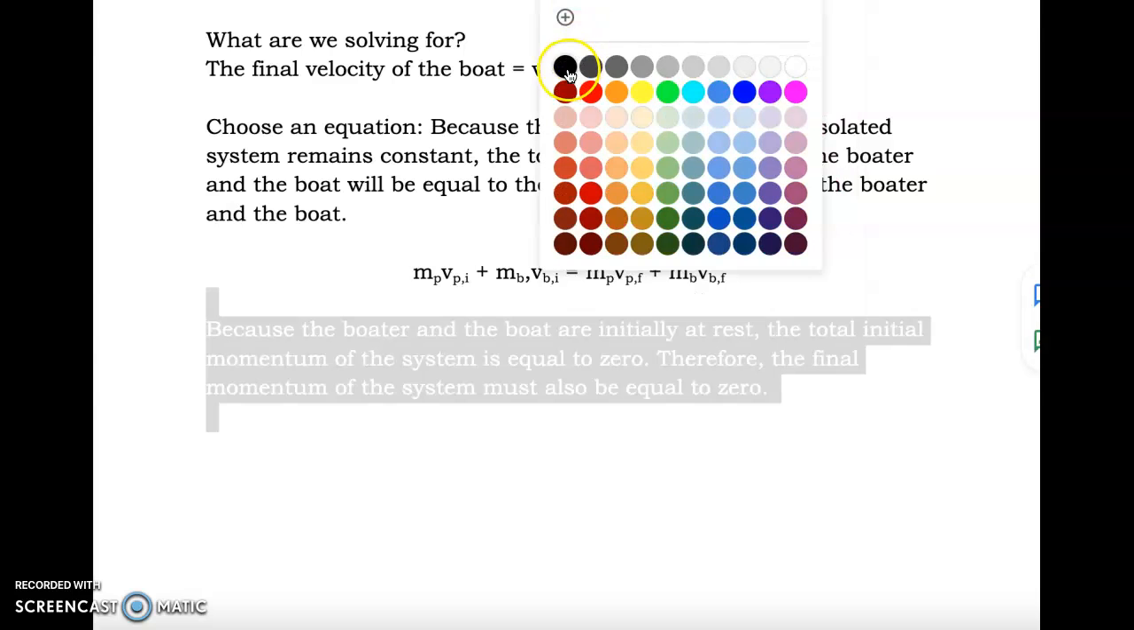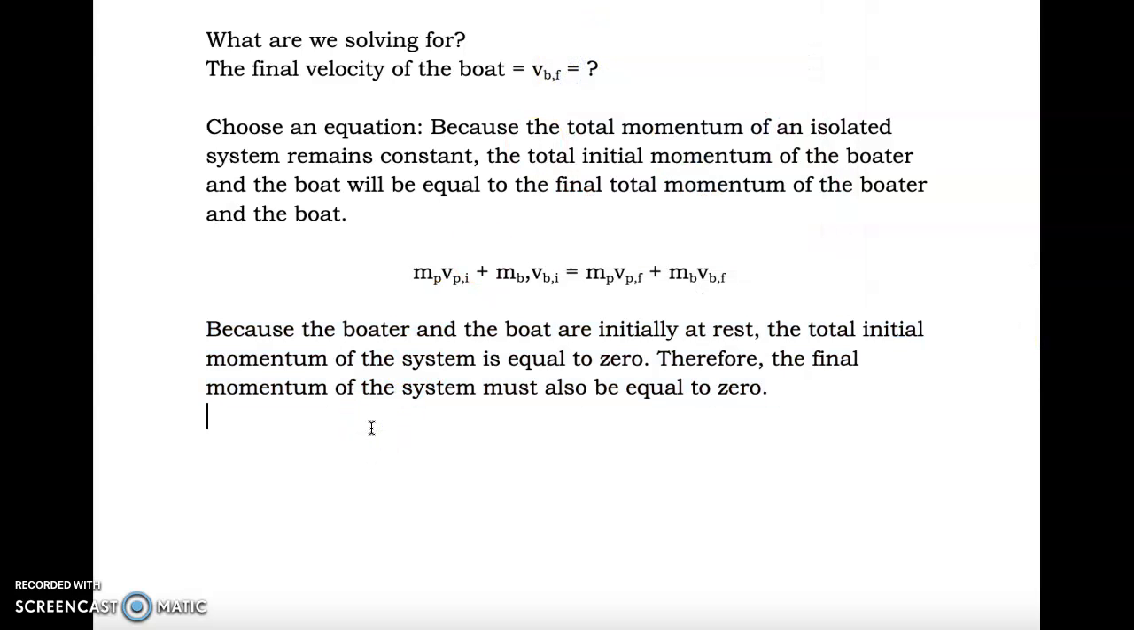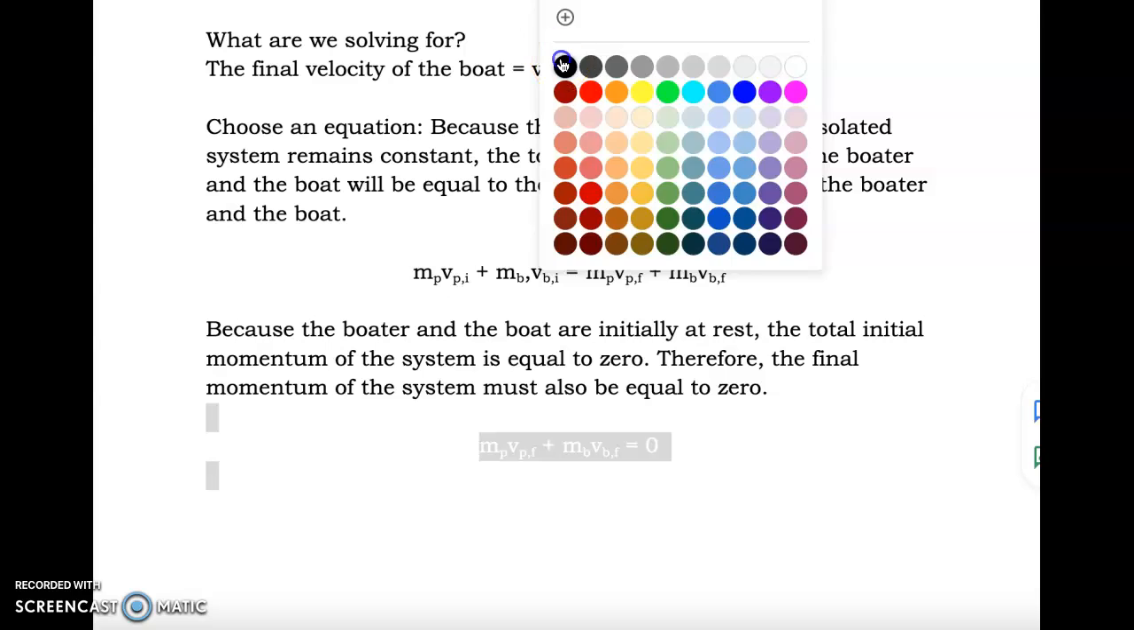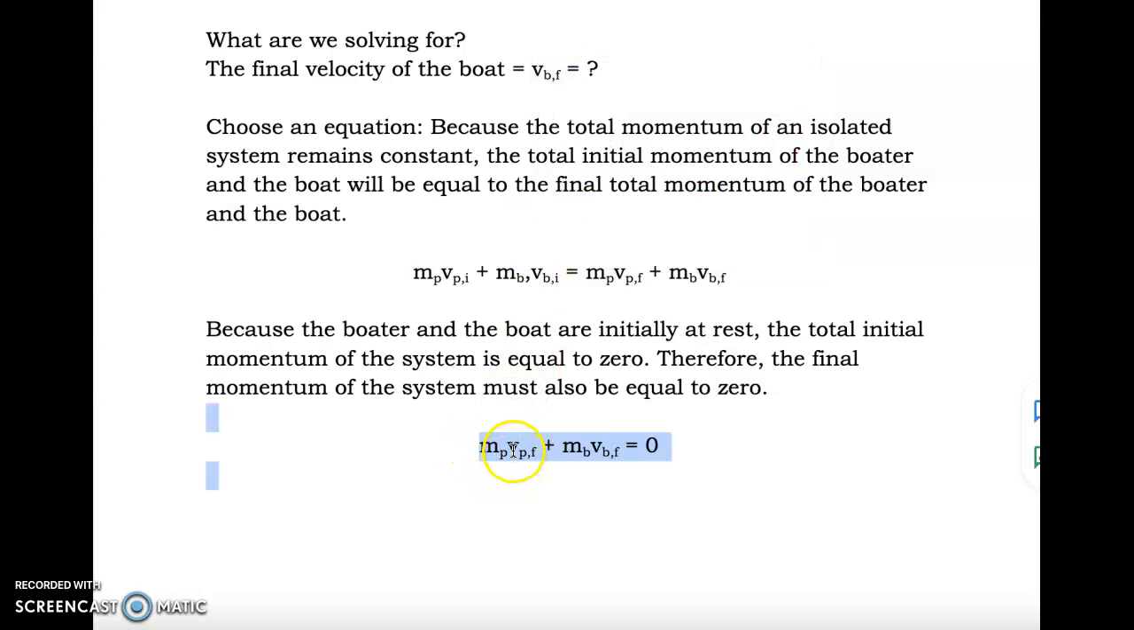Because the boater and the boat are initially at rest, the total initial momentum of the system is equal to 0. So this whole left side equals 0 because the velocity of the person at the beginning is 0 and the velocity of the boat at the beginning is 0. So we don't have to put all these numbers in. We just know this left side is all 0. Therefore, the final momentum of the system must also be equal to 0. So we can rewrite this equation like this: the mass of the person times the velocity of the person at the end plus the mass of the boat times the velocity of the boat at the end equals 0.